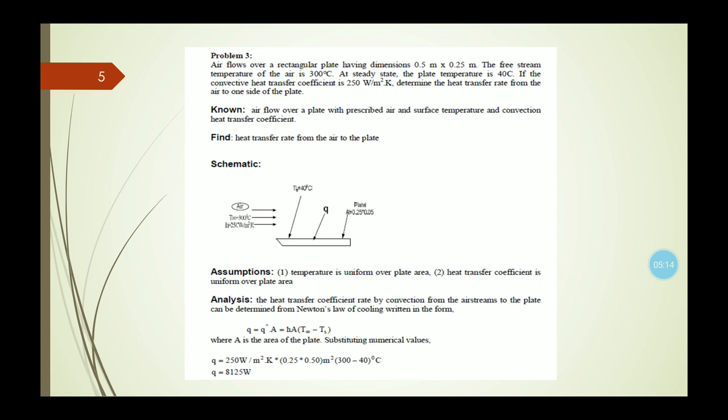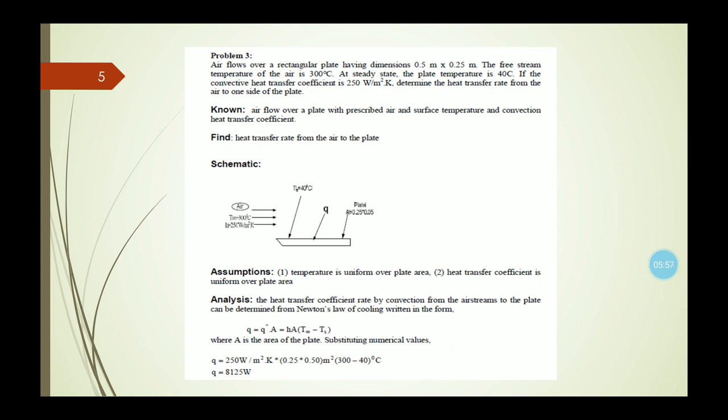Here we need to apply Newton's law of cooling. Now the area of the plate is given in the question as 0.5 meter by 0.25 meter, and the convective heat transfer coefficient is given as 250 watt per meter square Kelvin. Okay, so we have got the values of h and A. Now comes the temperature difference. For these two temperatures, the values are given. One is the free stream temperature, given as 300 degrees centigrade, and another is the surface temperature of that plate, given as 40 degrees centigrade.